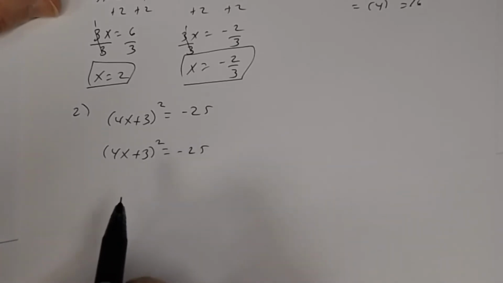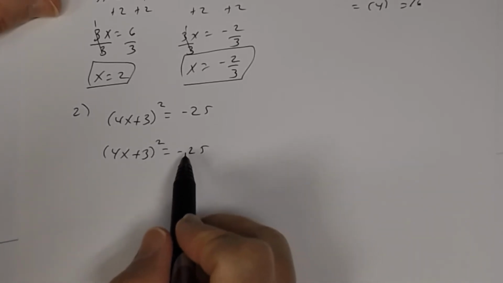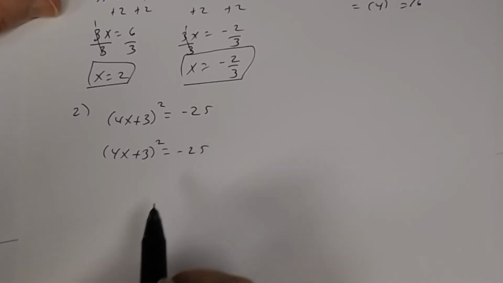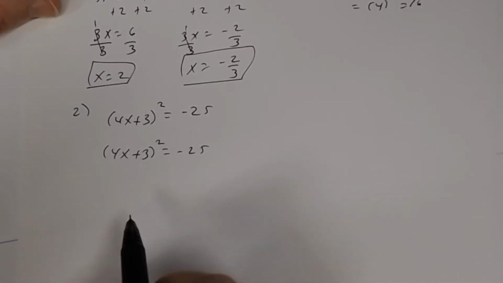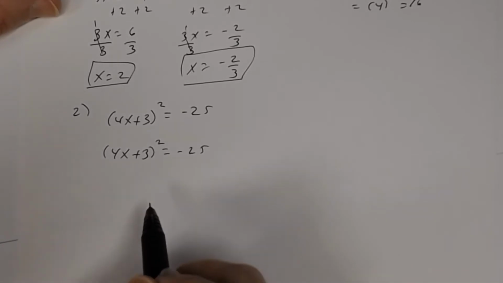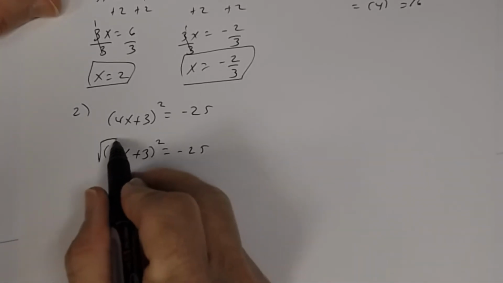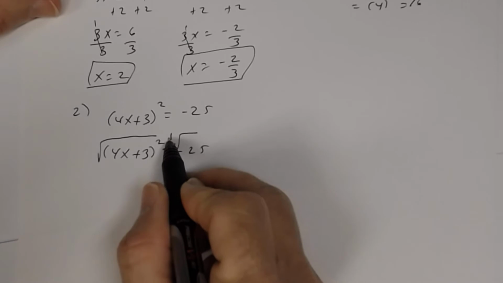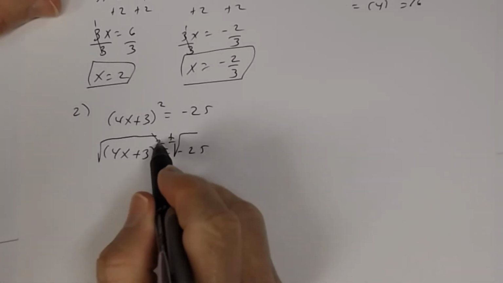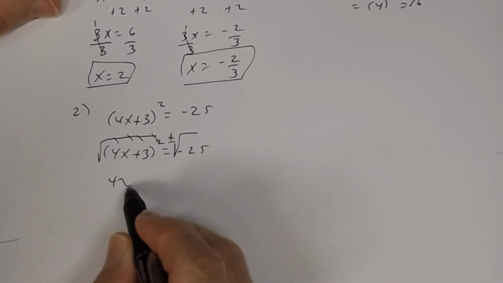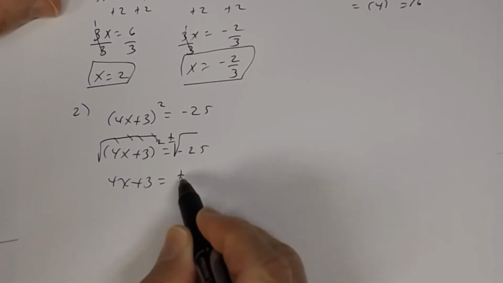Now, the problem in this situation here is that this number right here is negative. All right, but we know how to deal with square roots of negative numbers. Okay, so let's go ahead and take the square root of both sides, just like this. Don't forget the plus or minus. And so the square and the square root undo each other. So I get 4x plus 3 equal plus or minus.